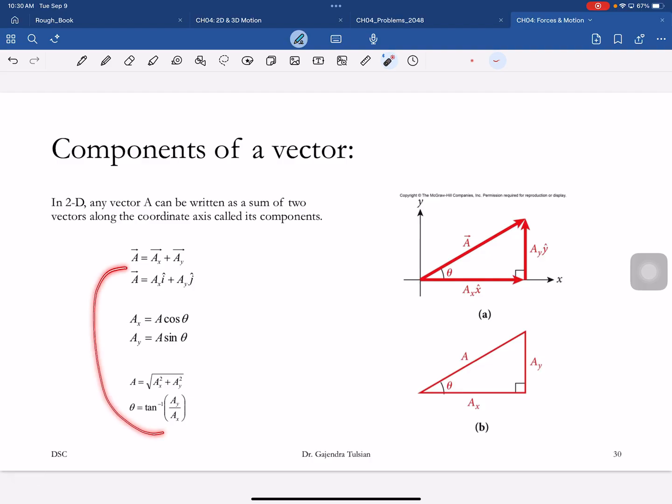Again, you don't have to know any of these formulas. Here's a vector. This is called the x component of the vector. This is the y component of the vector. So this vector is the sum of this vector plus this vector. So this is the x component of the vector. i is a unit vector in that direction. j is a unit vector in this direction. Again, don't worry about it. That's just in case you're interested.